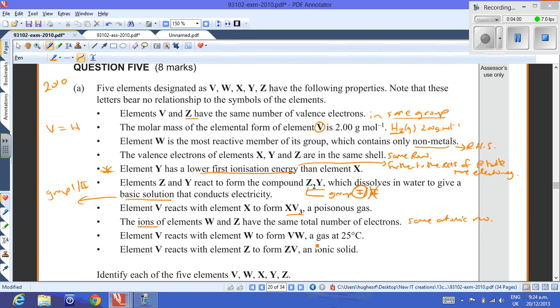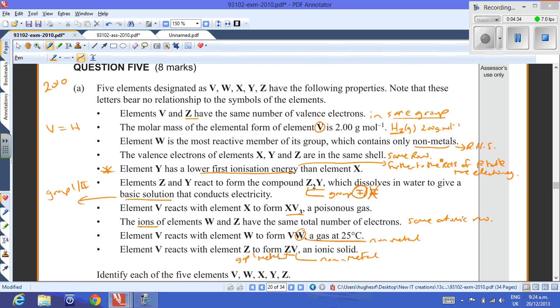Element B reacts with element W to form BW, a gas at 25 degrees Celsius, and element B reacts with element Z to form ZB, which is an ionic solid. So also, if the metal part is Z, if Z is a metal from group 1, B must be a non-metal, and similarly, W must be a non-metal as well. And they've told us that already. W is the most reactive member of its group, which only contains non-metals.